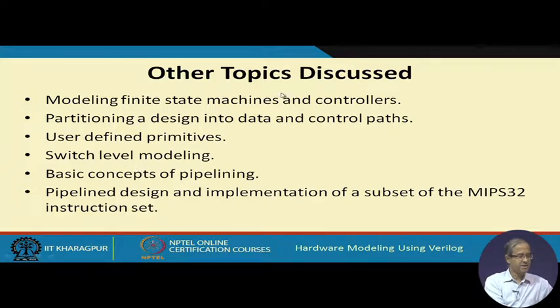Then some other advanced topics that we looked at were modeling of finite state machines. There we saw how we can separate out the data and control paths and design them separately. Okay. Then we looked at user defined primitives and switch level modeling. These are of course something very specific which I mentioned many of the synthesis tools may not support. So, these are more for academic interest, more from the point of view of modeling.